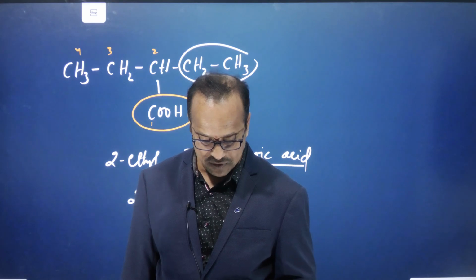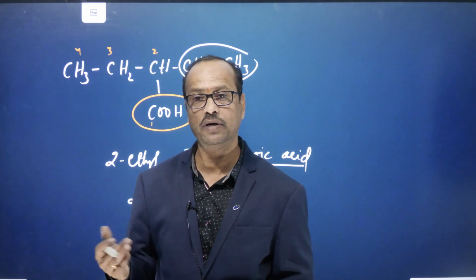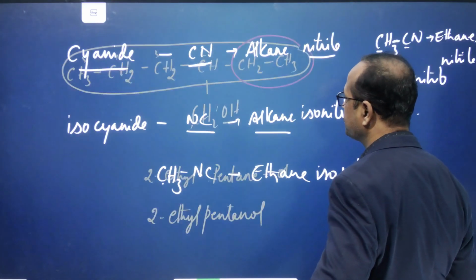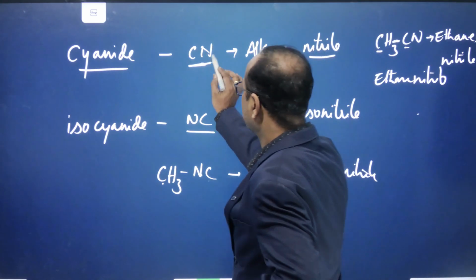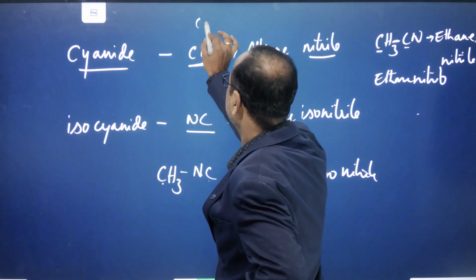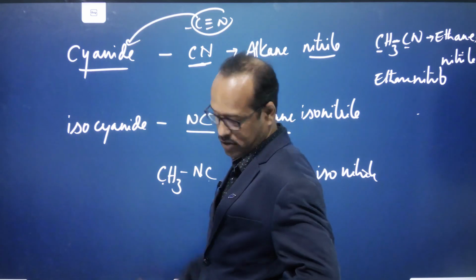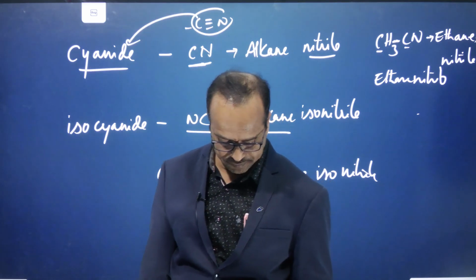The IUPAC name of C triple bond N: C triple bond N is nothing but CN. CN is called cyanide. I told you just now, no? CN means there will be a triple bond. If you write it in detail, it will be like this. So this is called cyanide. So the option is cyanide.